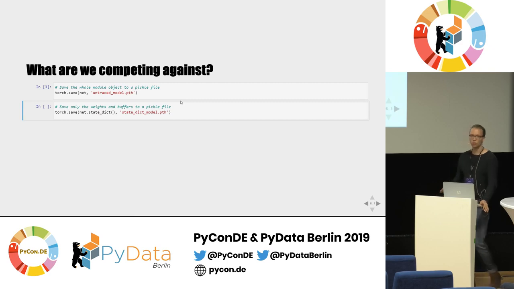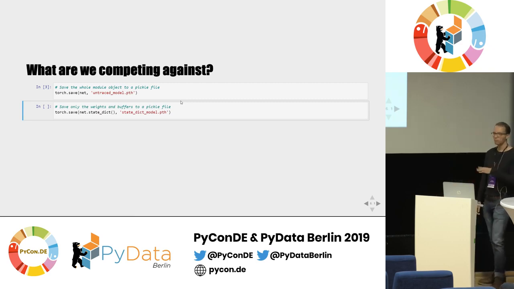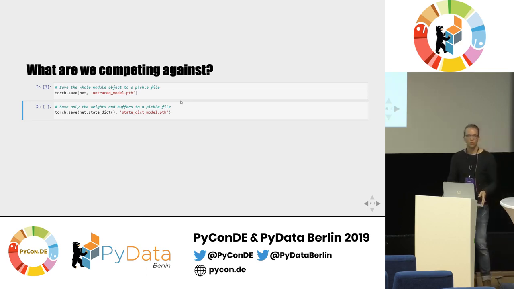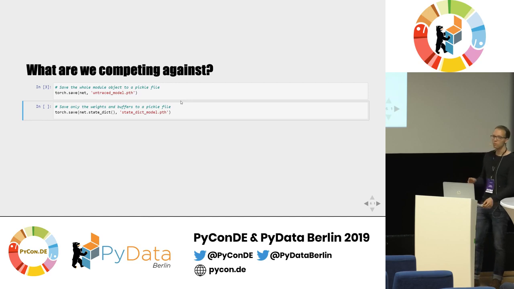The second way, which is the recommended way for doing it without the JIT, is just saving the weights of your network. So the weights and all the buffers of the PyTorch network are saved in the state dict of the network. And we can just take the state dict, which is just a Python dictionary, and then save it to a pickle file.